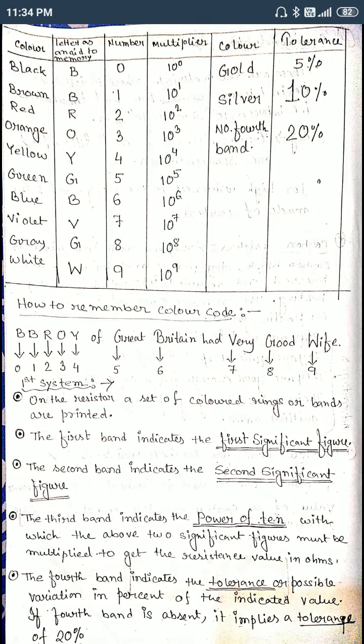And with respect to that, the multiplier will be multiplied by 10 to the power 0. If brown is there, 10 to the power 1. If red is there, 10 to the power 2. If orange is there, multiplied by 10 to the power 3, like this.